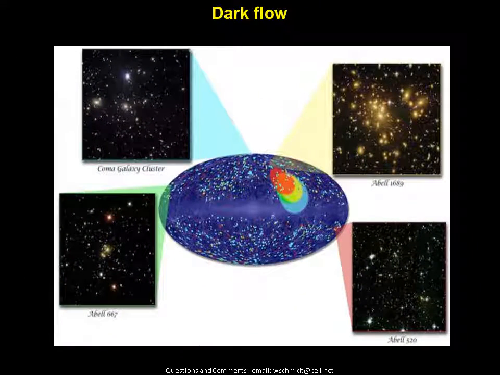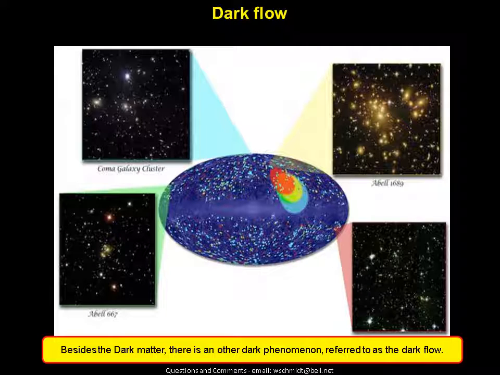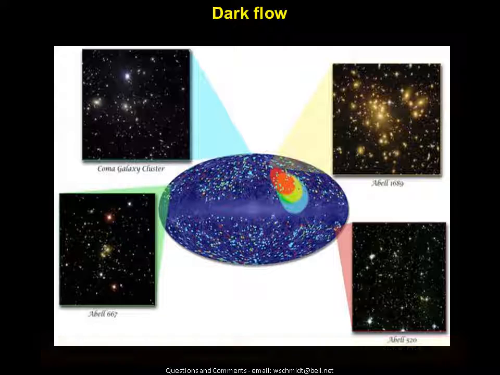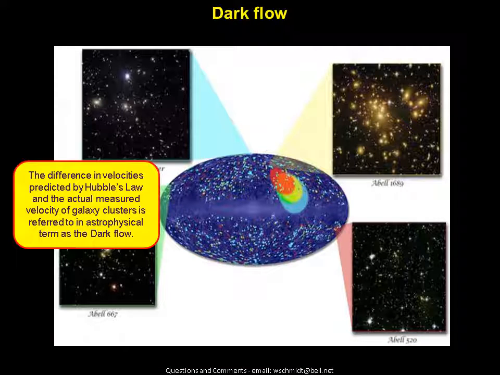Dark flow. Besides the dark matter, there is another dark phenomenon, referred to as the dark flow. The difference in velocities predicted by Hubble's law and the actual measured velocity of galaxy clusters is referred to in astrophysical terms as the dark flow.